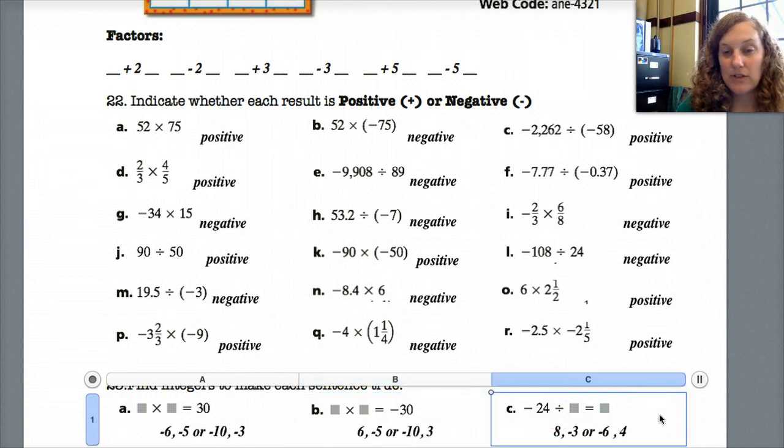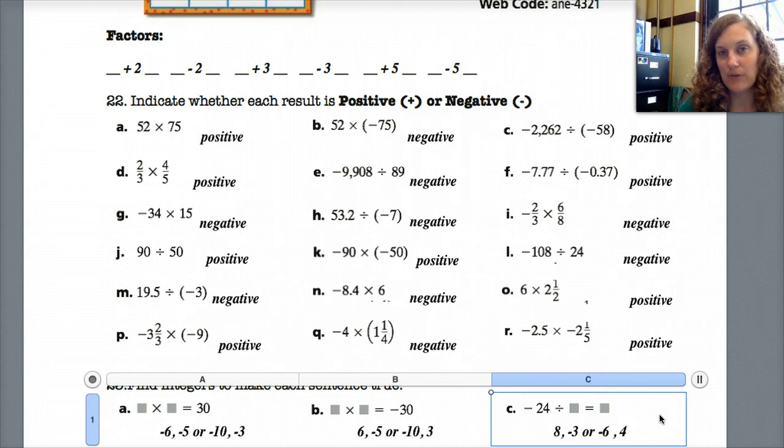In here, negative 24 divided by what gives you what? Well, we can divide it by 8 to get negative 3, or we can divide it by negative 6 to get positive 4, or we can divide it by negative 4 to get positive 6, or we can divide it by negative 8 to get positive 3. We can divide it by 2 to get negative 12, or negative 2 to get positive 12.